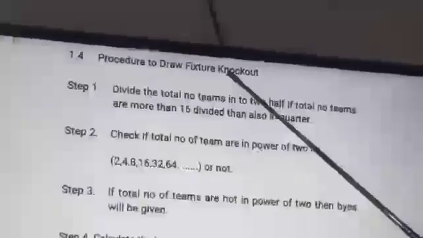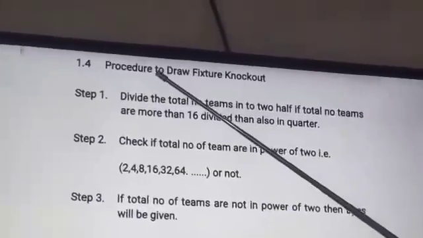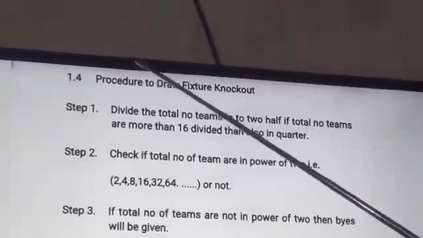Now we are going on fixture. Fixture means, in a definite time frame, the setup of matches, the place, time, playground, all the schedule, all the procedure is called fixture. Now first we learn about the fixture of knockout.